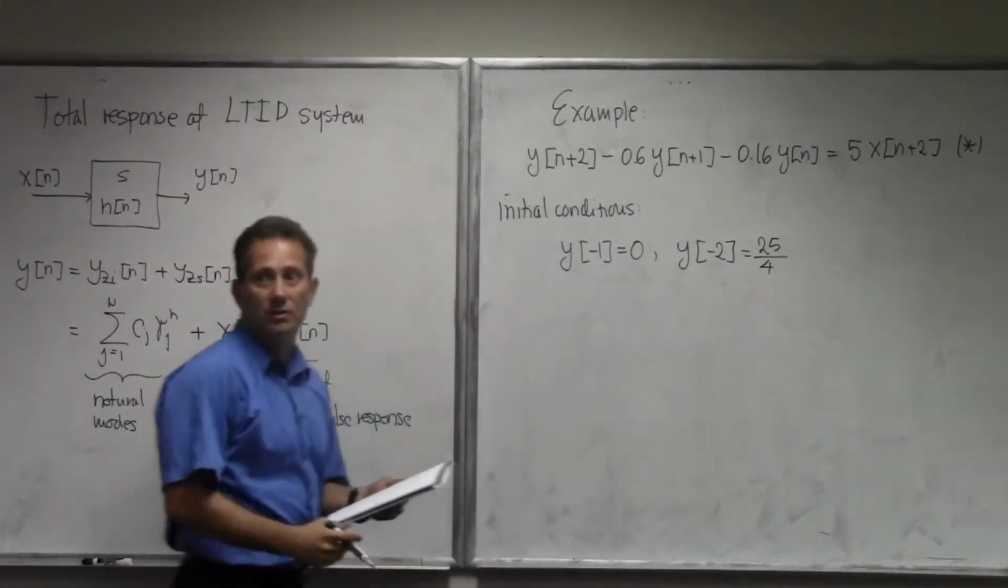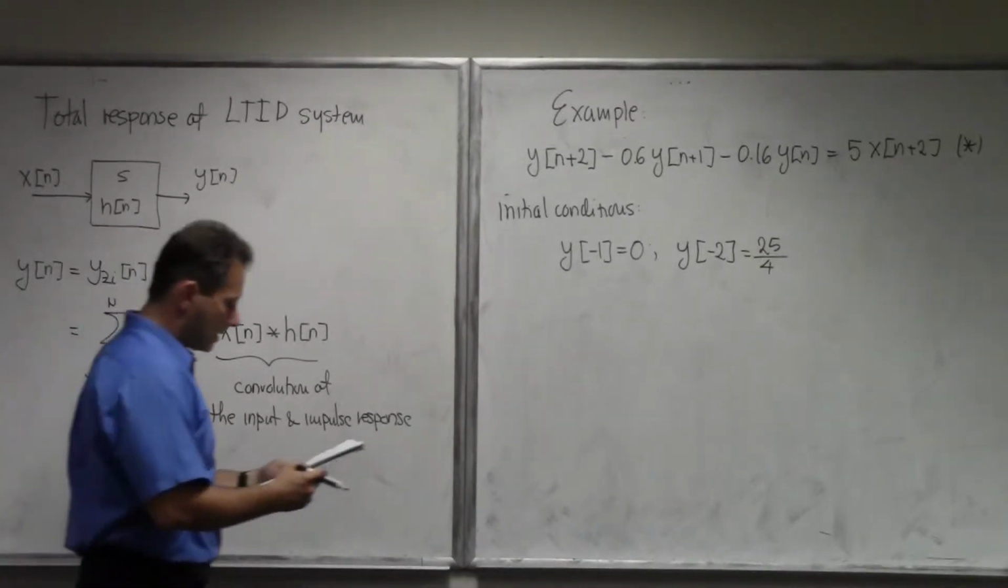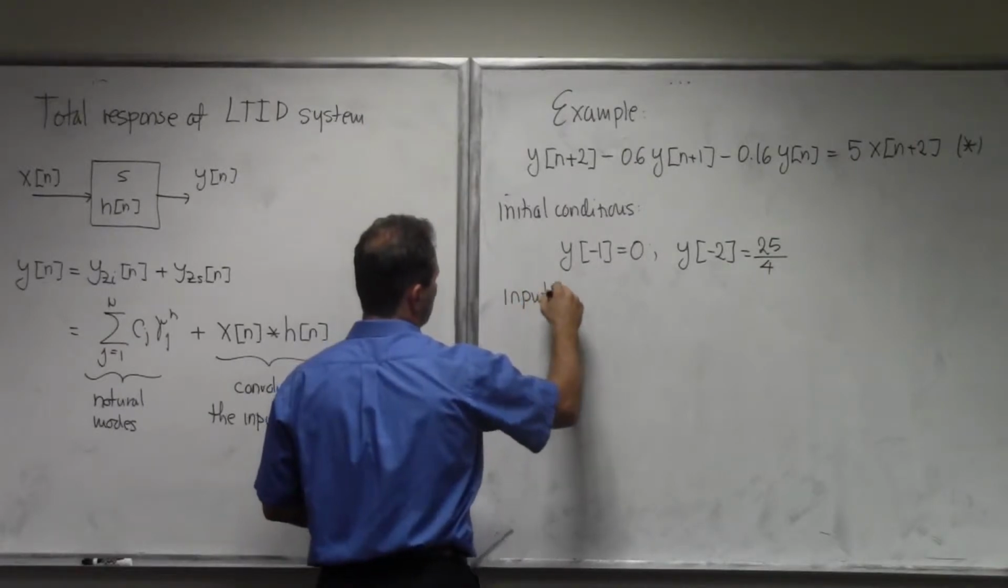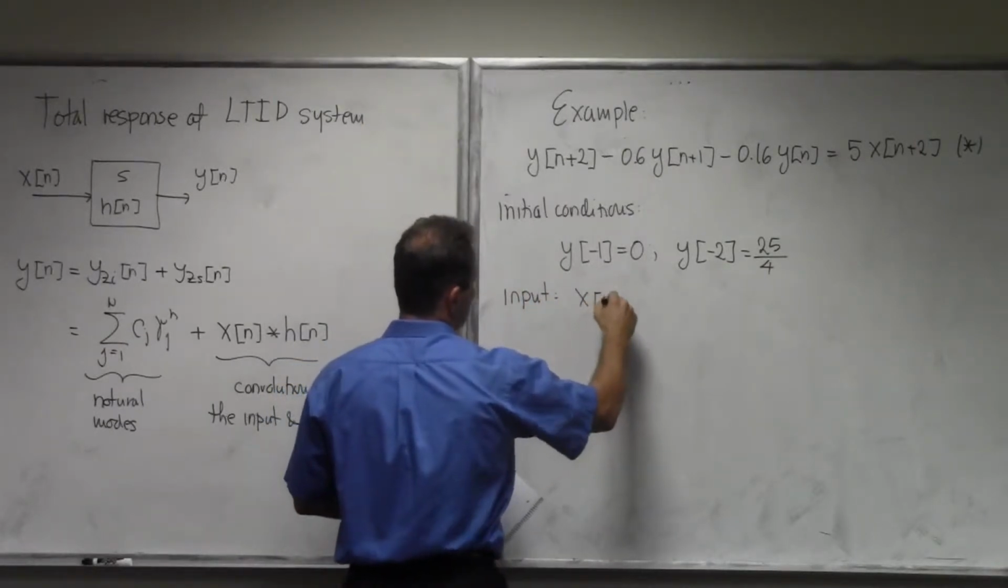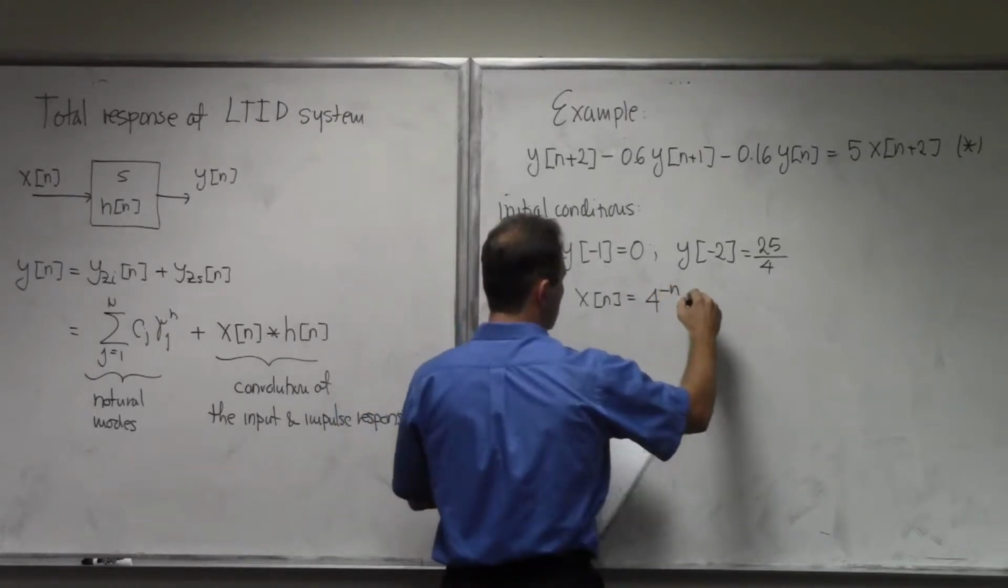Why do I need initial conditions? I will need them to eliminate these constants here in the natural modes. And then I have also input x of n, which is given as 4 to the minus n u of n.